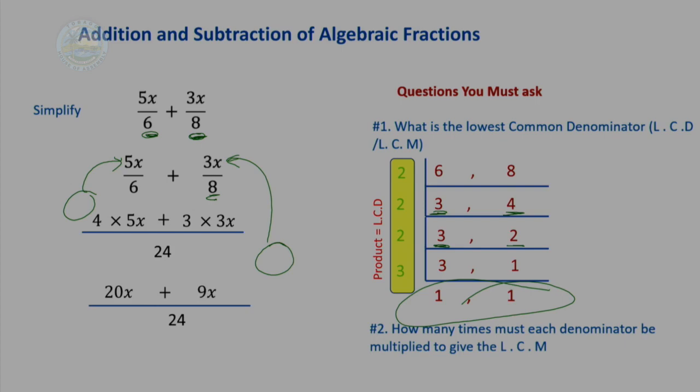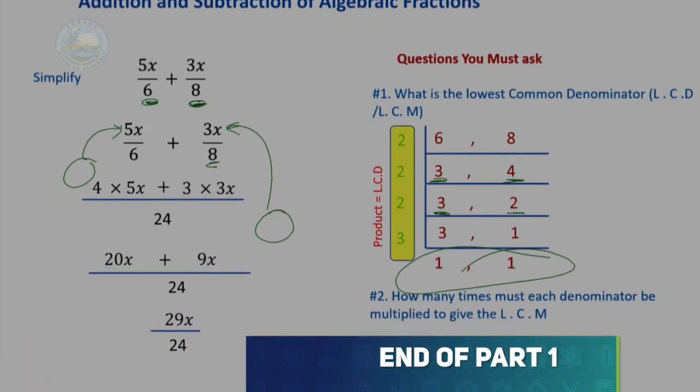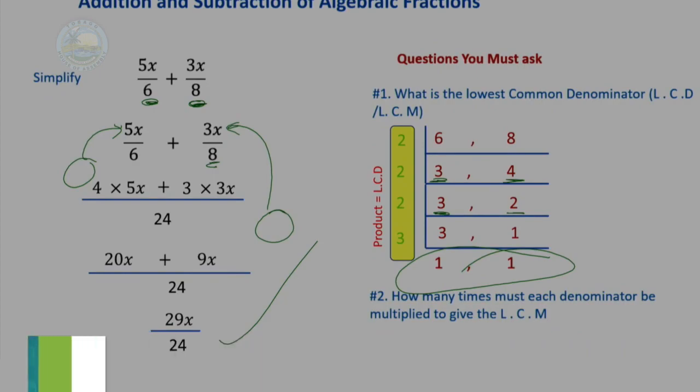Correct. So now we need to add our numerators. Again, remember, in a previous video, we did addition and subtraction of algebraic terms. Once they are like terms, we can add them. So these terms are alike, we can add them. 20x plus 9x gives us 29x all upon 24. And we have simplified this algebraic expression here. This maths thing, really nice.